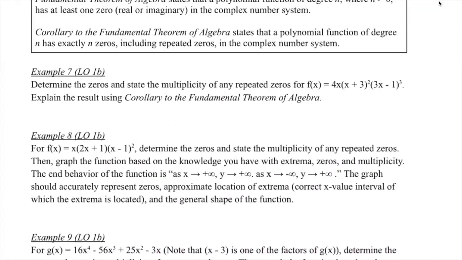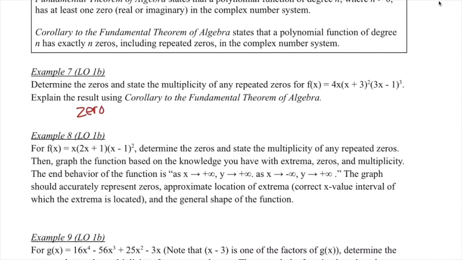Let's try example 7. Determine the zeros and state the multiplicity of any repeated zeros for f(x) = 4x(x + 3)^2(3x - 1)^3. Explain the result using the corollary to the fundamental theorem of algebra. Okay, so what zeros do we have?